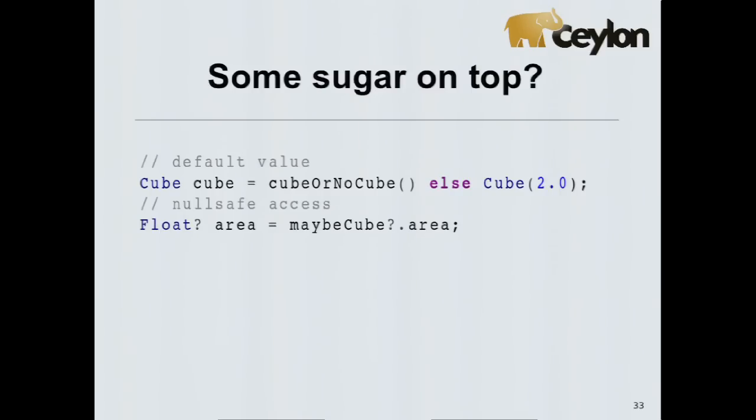Null safe access as well. You can access the area attribute of maybe cube. If it's not null, then you access the area, which is of type float. But if maybe cube is null, then the return of this expression will be null. Therefore, the type of area is float or null, depending on if maybe cube is defined or not.